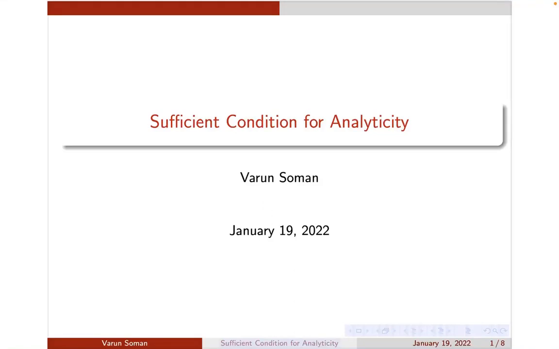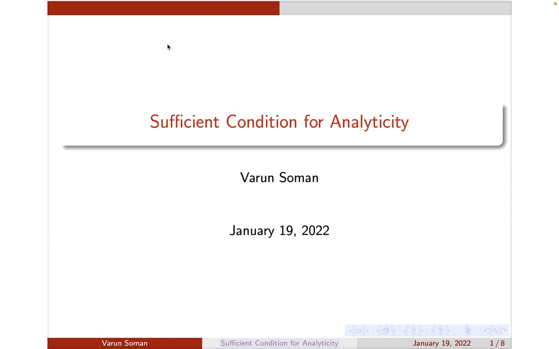Hi. In this session, we will discuss more about analytic functions. In the previous sessions, we have discussed differentiable functions, analytic functions, and CR equations. You know that for a function to be differentiable, it should satisfy the CR equations. So what are CR equations?